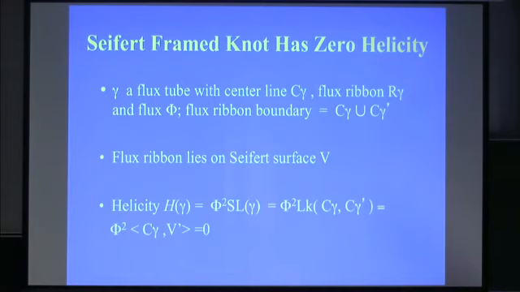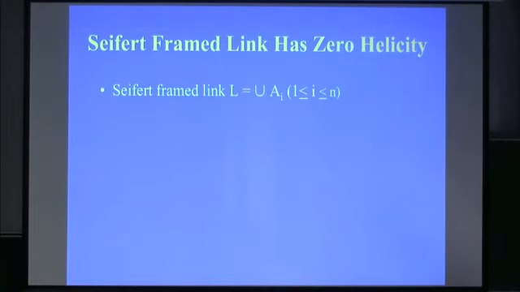So that's a proof that the helicity of a single Seifert framed circle is 0. If you've got a bunch of them now, a link of n components, the same sort of calculation works. You have this Seifert surface V, so it's this orientable surface. The boundary of V is equal to this link. So all the components of the link co-bound this manifold, which may or may not be connected. That's not important.